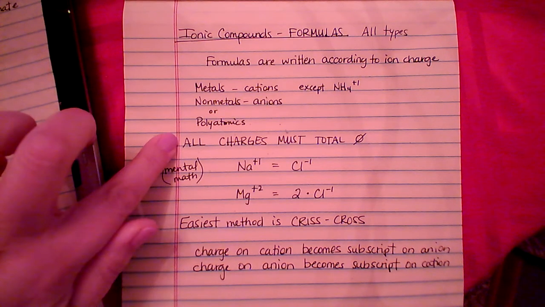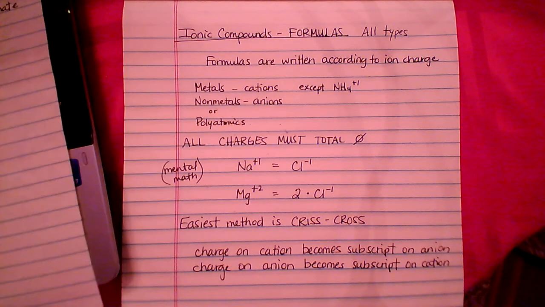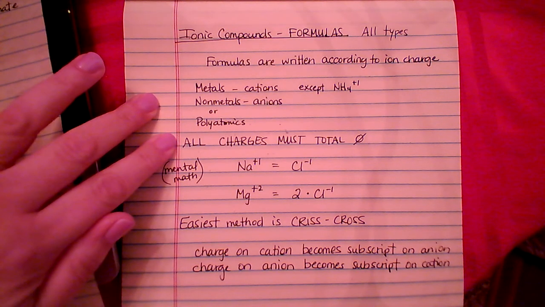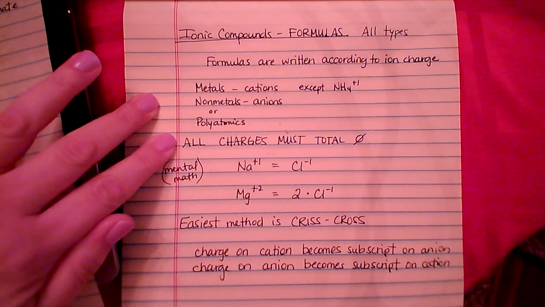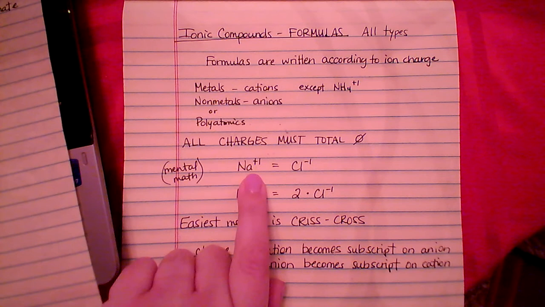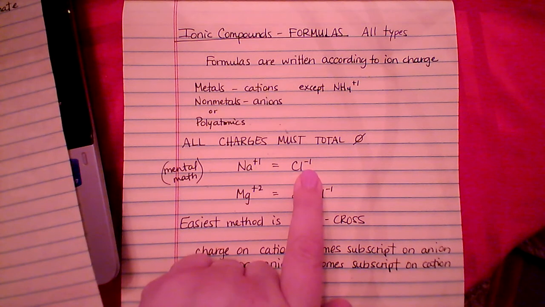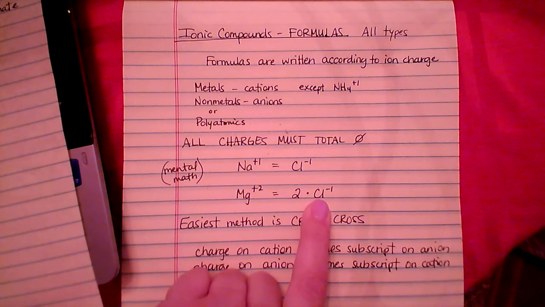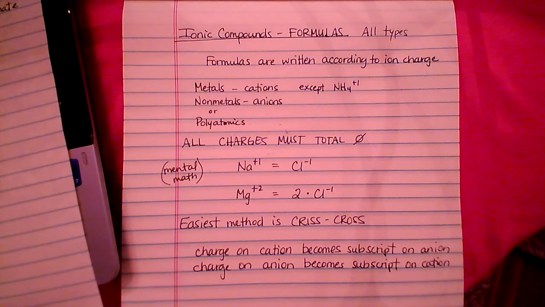As you're writing the formulas, just keep in mind that all of the charges in an ionic compound must total 0. So you can work the mental math way, where you would say, okay, if I have a plus 1, I would need 1 minus 1 to cancel it out. Or if I had a plus 2, I would need 2 of a negative 1 ion. But the easiest method is this crisscross method that we've been practicing in class.